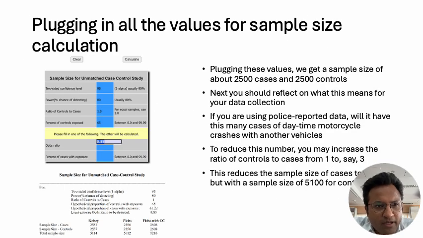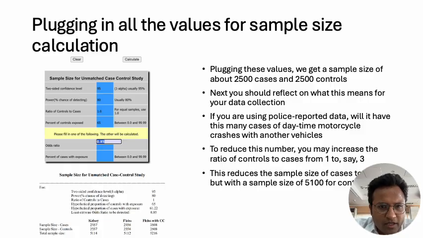Okay, so now we plug all those values in. So we have 95, 80 right on the top. Then ratio of controls to cases, as we discussed, we start with 1. Percentage of controls exposed, we are using 65. And odds ratio, we are using 0.85. So when you click on calculate, on the web page I am suggesting, you will see multiple methods of sample size calculation, but about 2500 cases.